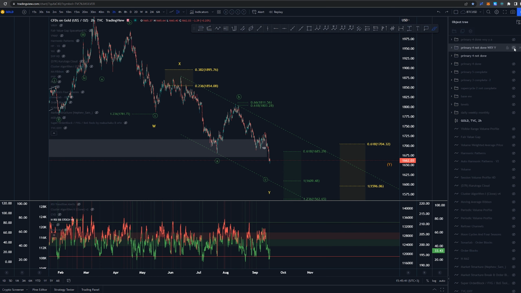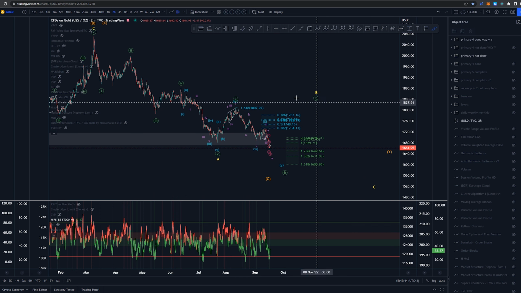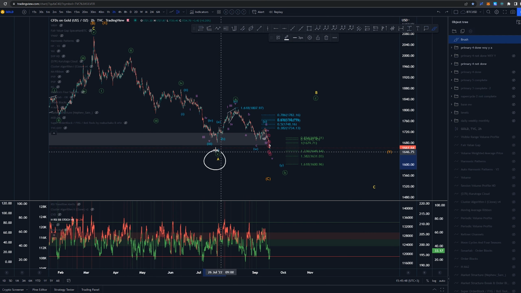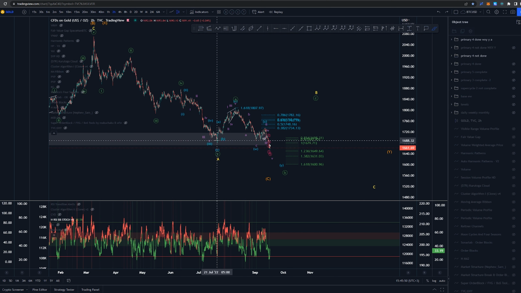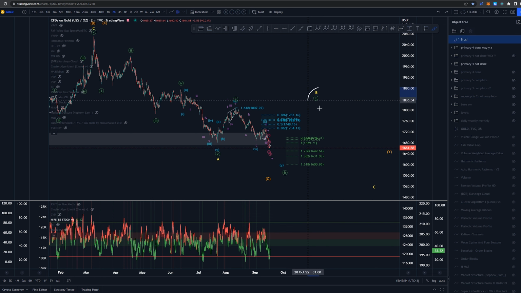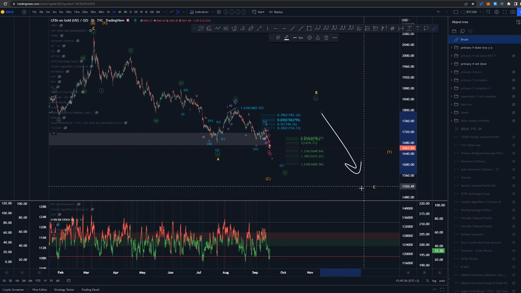Now, the other scenario would be that we have this as a five-wave structure instead. This would bring us to the A wave, and we would be talking about that same structure here that I just mentioned as an ABC into that wave B, and then we would be looking for downwards.